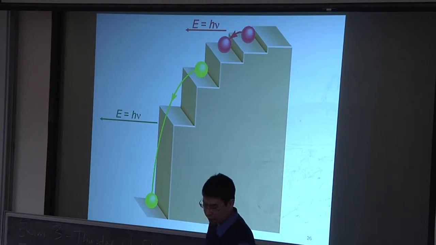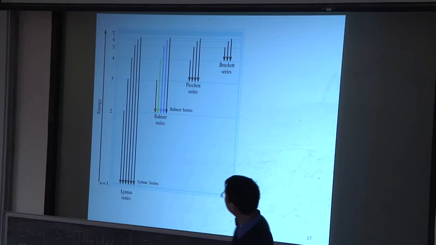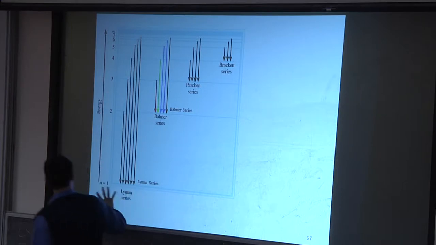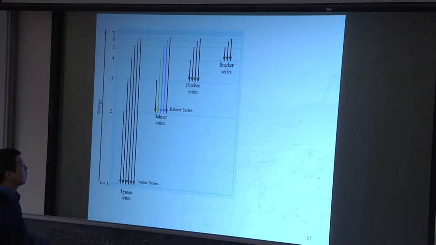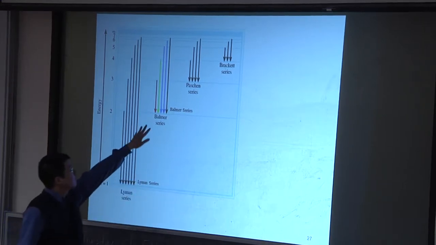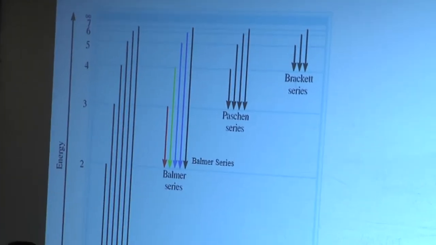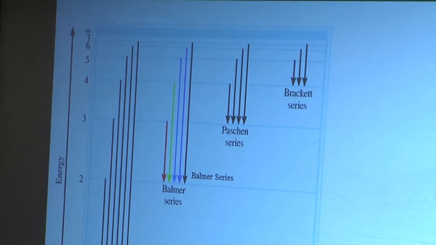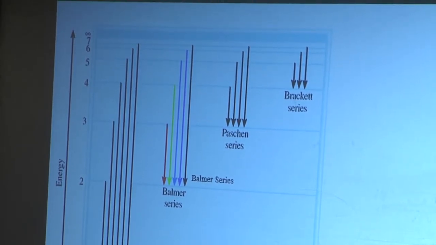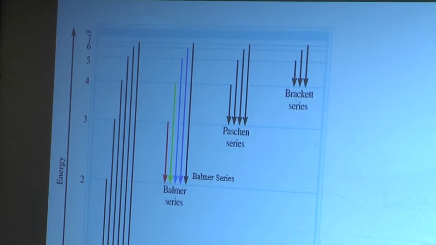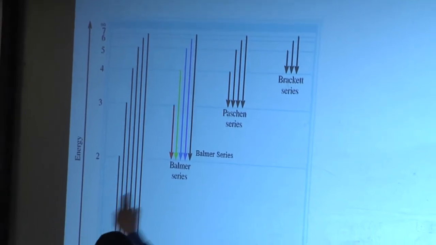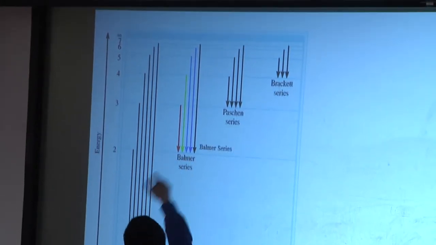Right, so remember, this is what's going on. You have these discrete steps. And here's what you see, the different transitions that are observed in the hydrogen atom. The ones that fall in the visible range are called the Balmer series. They're going down to N equals 2. And so the bright line spectrum of hydrogen, when you're looking in the visible wavelength, you're going to have a red, a kind of yellowish, blue, and purple.